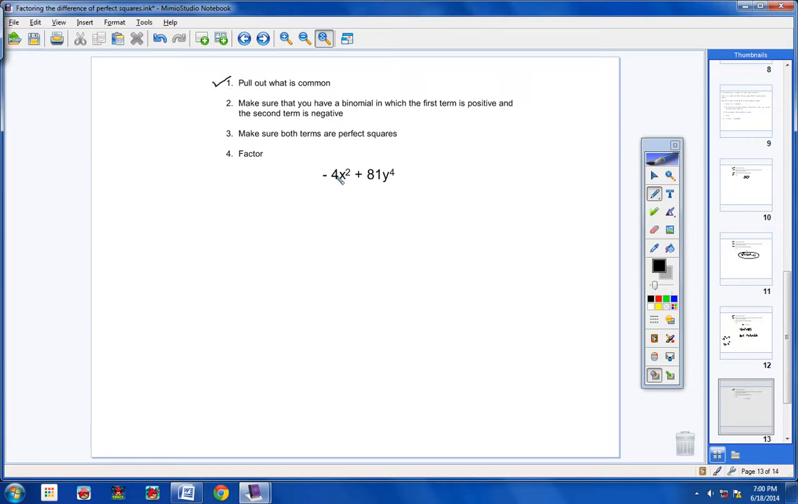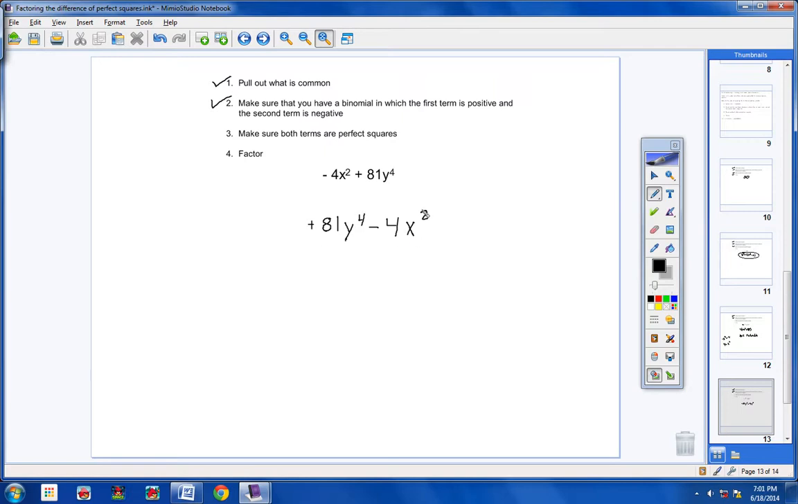Now you could pull out a -1, but really instead of that, notice step 2 says make sure you have a binomial in which the first term is positive and the second term is negative. Well, I'm going to swap these two terms around. I'm going to put my 81y to the fourth first, since it's positive, and I'm going to put my -4x squared second, and now I've accomplished step 2.